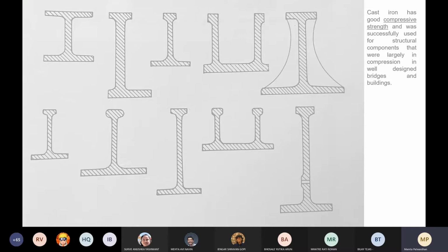Are you done sketching? Can we move to the next slide? Anushka, have you finished sketching? Yes. Okay. So let's move then to the next slide.